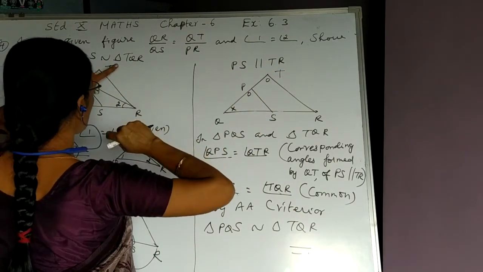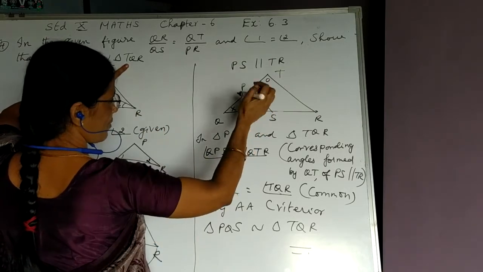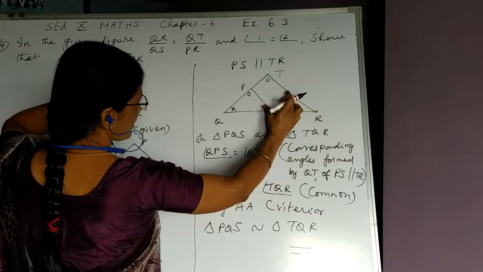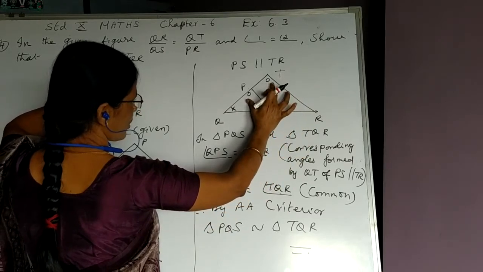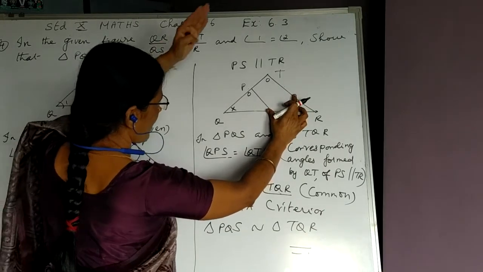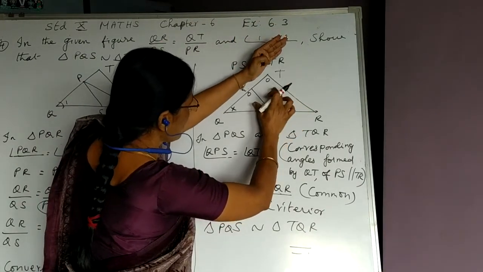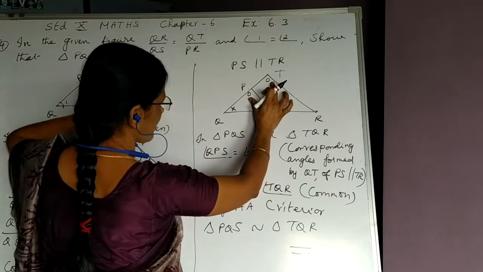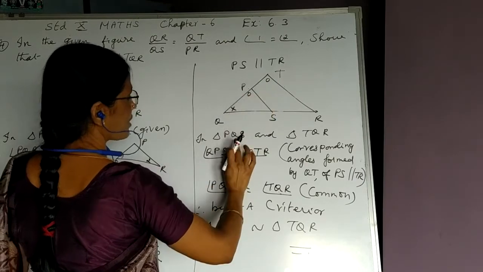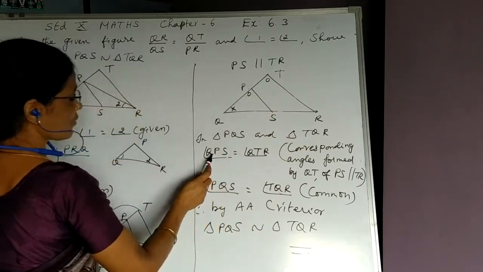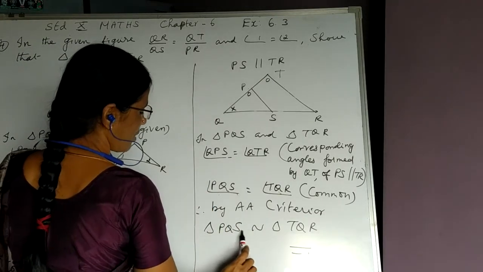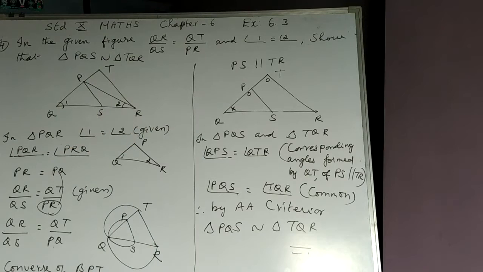We are supposed to prove these two triangles similar. So therefore, we have considered triangle PQS and triangle TQR. Because the lines are parallel, remember these two are corresponding angles and they are equal because of the parallel lines. So these two are parallel lines. QT is a transversal. These two angles are corresponding angles. Therefore, they are equal. And you find angle Q common in both the triangles we have considered. Because we got two pairs of angles equal, by AA criterion, triangle PQS is similar to triangle TQR.